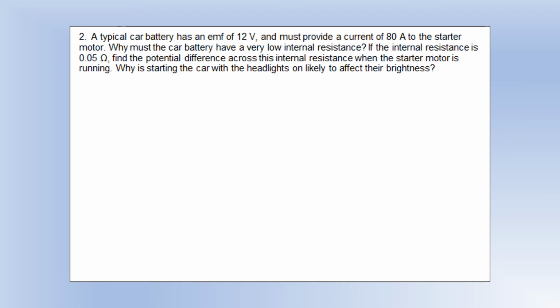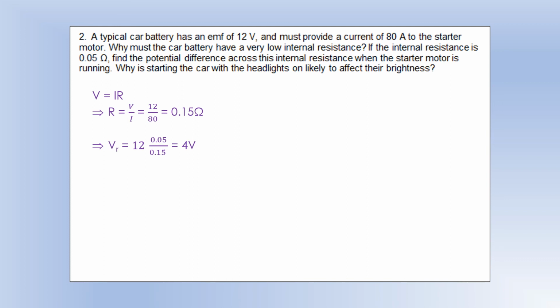A typical car battery has an EMF of 12 volts and must provide a current of 80 amps to the starter motor, so it must be pretty low resistance if we're going to get that high current. So why must a car battery have very low internal resistance? If the internal resistance is 0.05 ohms, find the potential difference across the internal resistance when the starter motor is running. Why is starting the car with headlights on likely to affect their brightness?